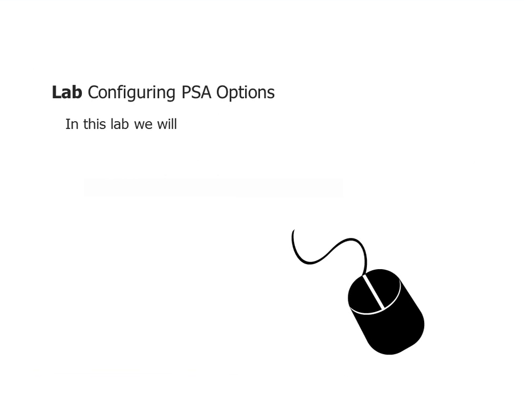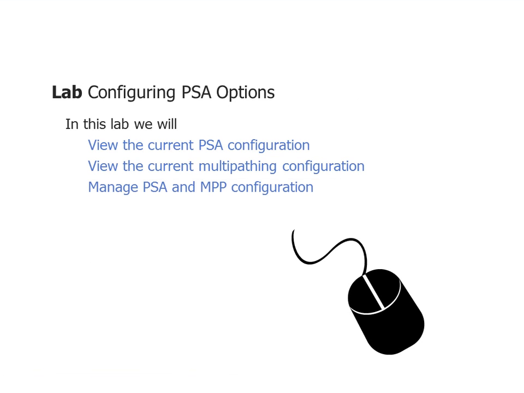So now let's jump to the lab. In the lab, we are going to view the current PSA config, view the current multipathing config, manage PSA and multipathing configuration rules, and configure a claim rule. So let's go ahead, let's jump into the lab.